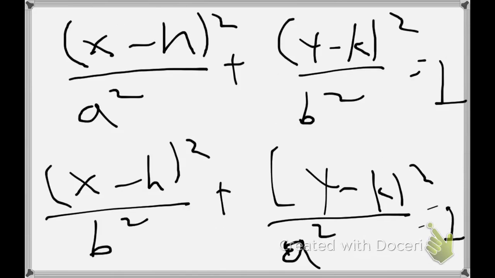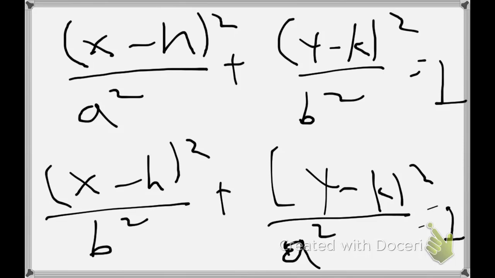So another conic section we have, which is similar to the circle but not exactly the same, is the ellipse. The ellipse is the set of all points (x, y) in a plane, the sum of whose distances from two fixed points, otherwise known as foci, is constant.